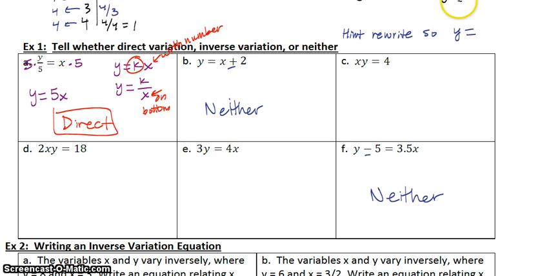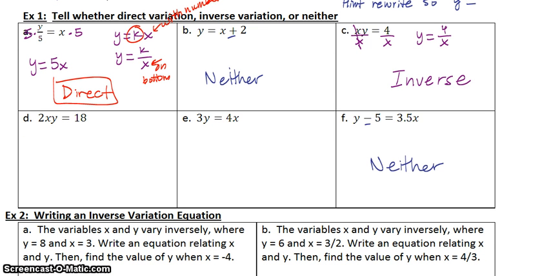Let's look at C. Alright, and when I try to solve for y, this is what I was talking about. When I try to solve for y, so I divide both sides by x, x is on bottom. That's what you need to have for inverse. Let's look at D. Again, let's try to solve for y. Ooh, when I do that, already some of you I bet can see this. 18 divided by 2 is 9, and now again, x is on bottom, so inverse for part D.